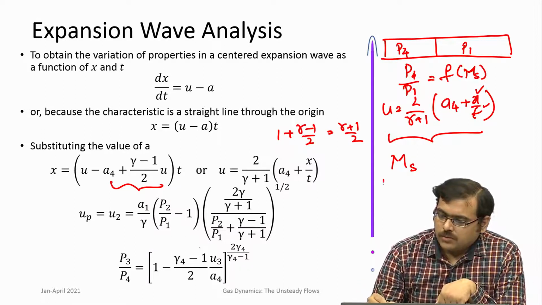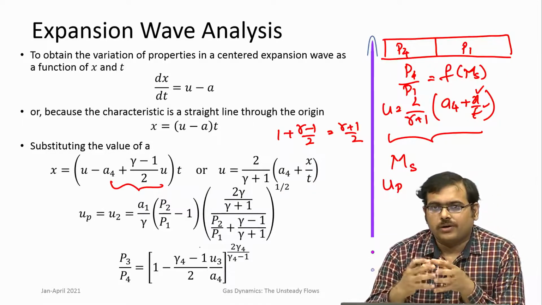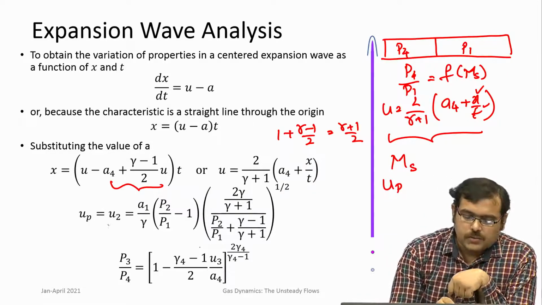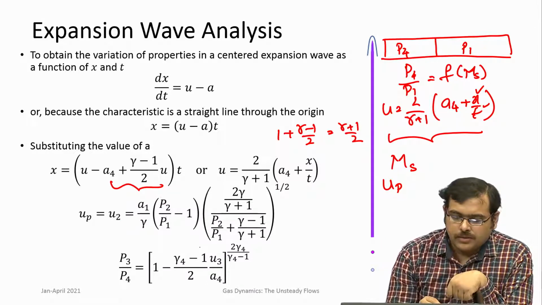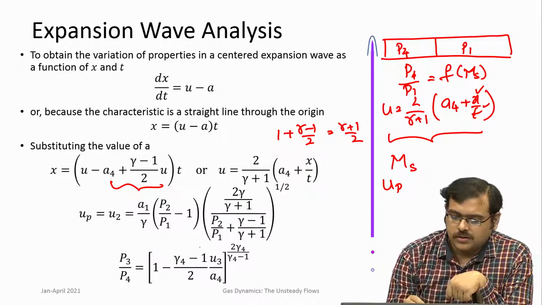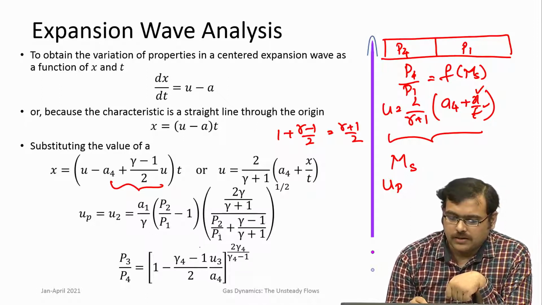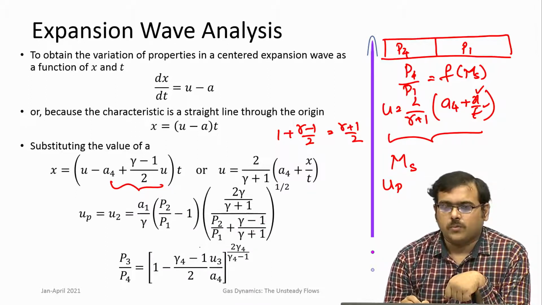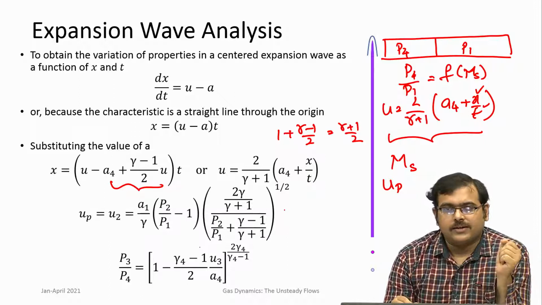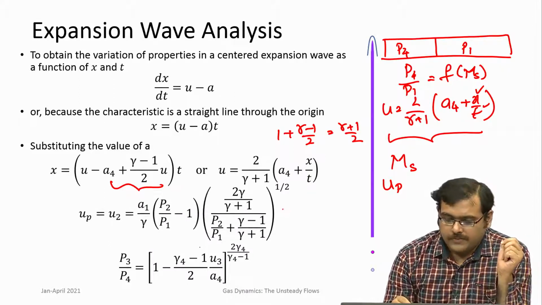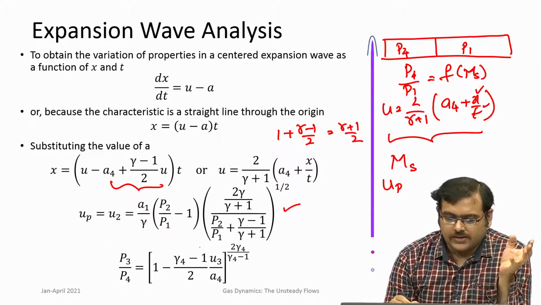We need to know the mass motion of gas behind the shock, Up. Up is equal to U2, which is equal to A1 by gamma times P2 by P1 minus 1, times the square root of 2 gamma by gamma plus 1 divided by P2 by P1 plus gamma minus 1 by gamma plus 1. This comes from our moving shock analysis that we did in the previous module. So we have taken that result directly.